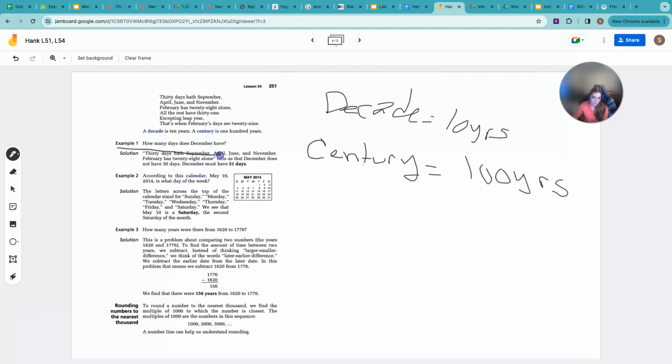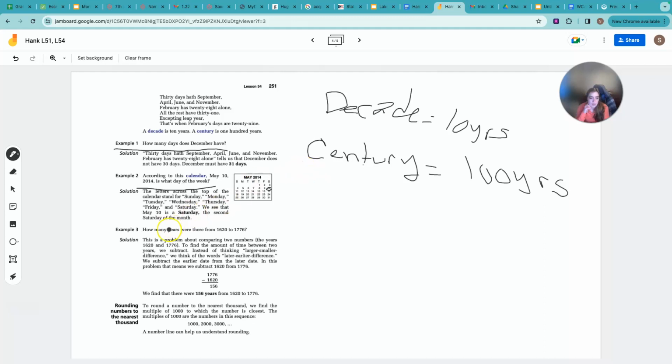Okay, example 1. How many days does this December have? If we refer back to our rhyme here, it says 30 days hath September, April, June, and November. So December has 31 days. Example 2. According to this calendar, May 10th, 2014, what day of the week? Let's look at the calendar. When is May 10th? Well, that would be a Saturday.